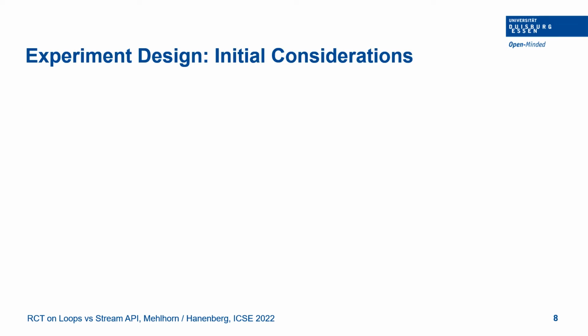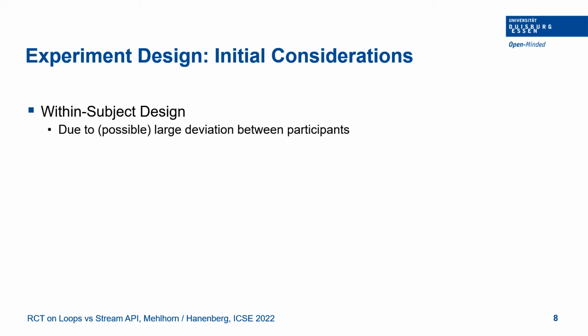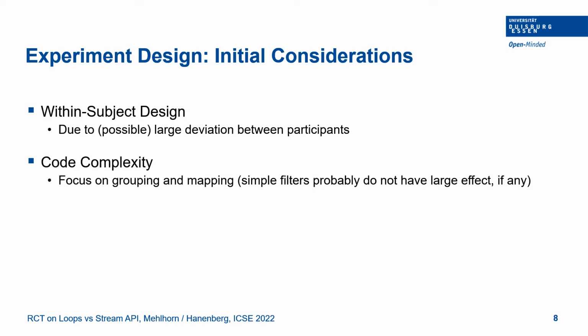Our goal was to design an experiment, and what were some initial considerations that we had for this experiment? First of all, we intentionally wanted to build a within-subject design, and the reason for it is that we assumed that there might be a larger deviation between the participants. The second major consideration that we had was we had to take care somehow for the code complexity.